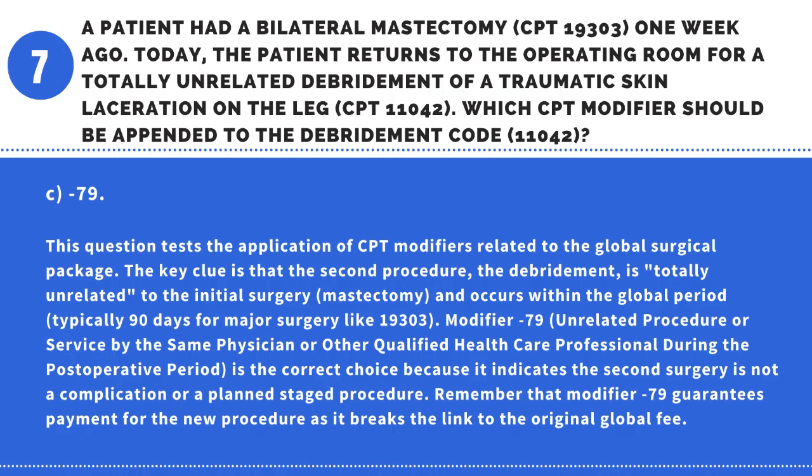-79. This question tests the application of CPT modifiers related to the global surgical package. The key clue is that the second procedure, the debridement, is totally unrelated to the initial surgery, mastectomy, and occurs within the global period, typically 90 days for major surgery like 19303. Modifier -79, unrelated procedure or service by the same physician or other qualified healthcare professional during the postoperative period, is the correct choice because it indicates the second surgery is not a complication or a planned staged procedure. Remember that modifier -79 guarantees payment for the new procedure, as it breaks the link to the original global fee.